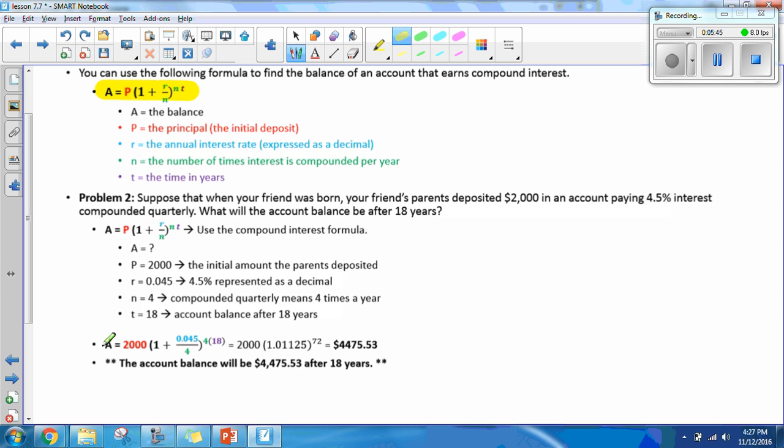So you need to substitute all your values into the formula. And when you do your calculations, the balance will be $4,475.53 after 18 years.